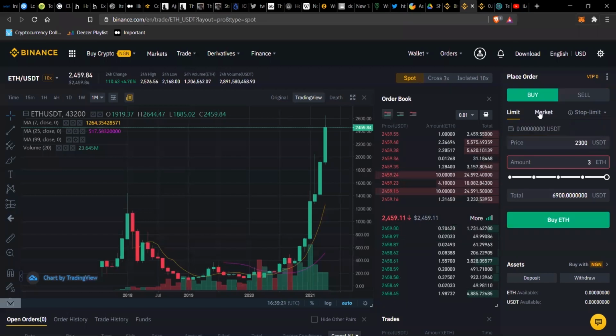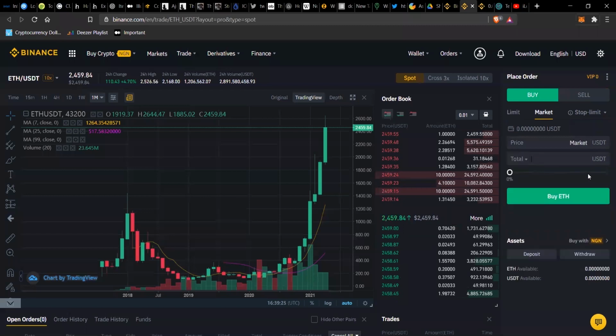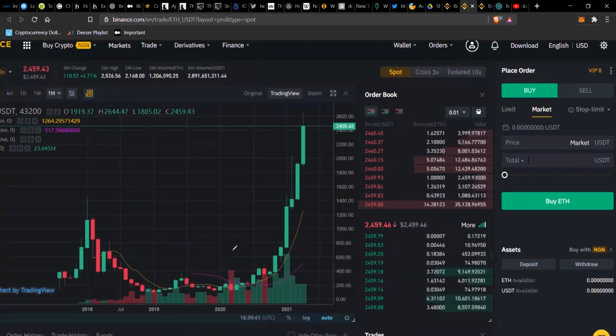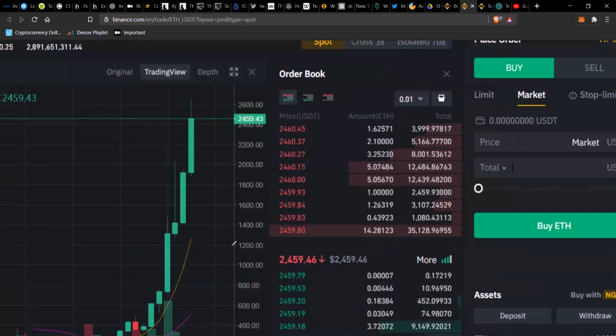So now moving on to market. Now, I just explained the limit order, how to place limit orders, how to buy using limit order, buy and sell. So now this is a market order. Now, what market order means is you buy at the current best price. So what does this mean? If I want to place a market order to buy, this is the current best price. So this is the order that I'll be buying at.